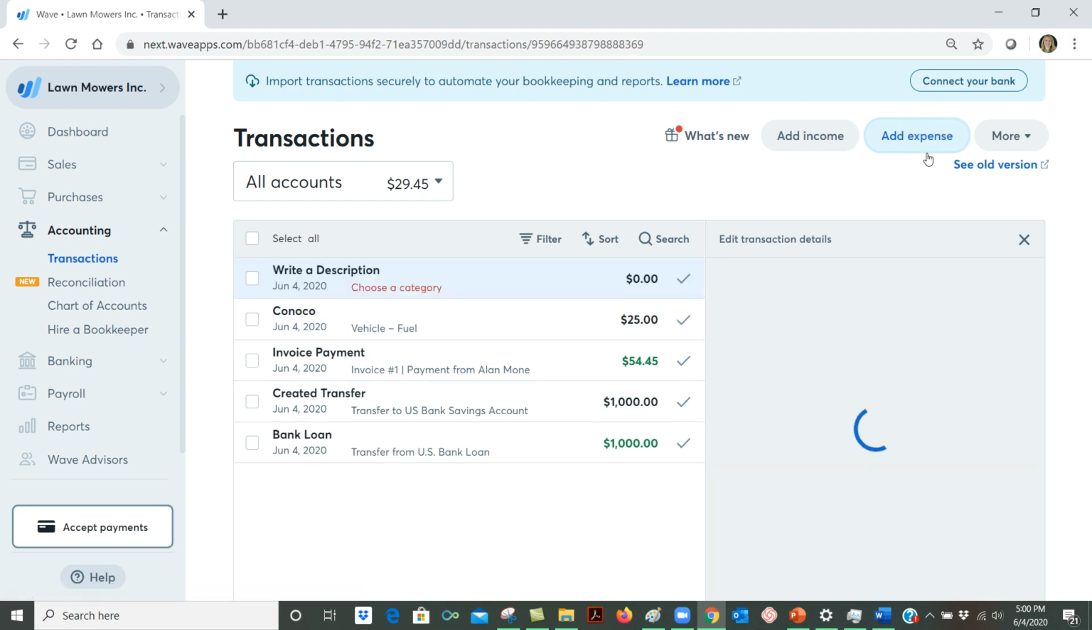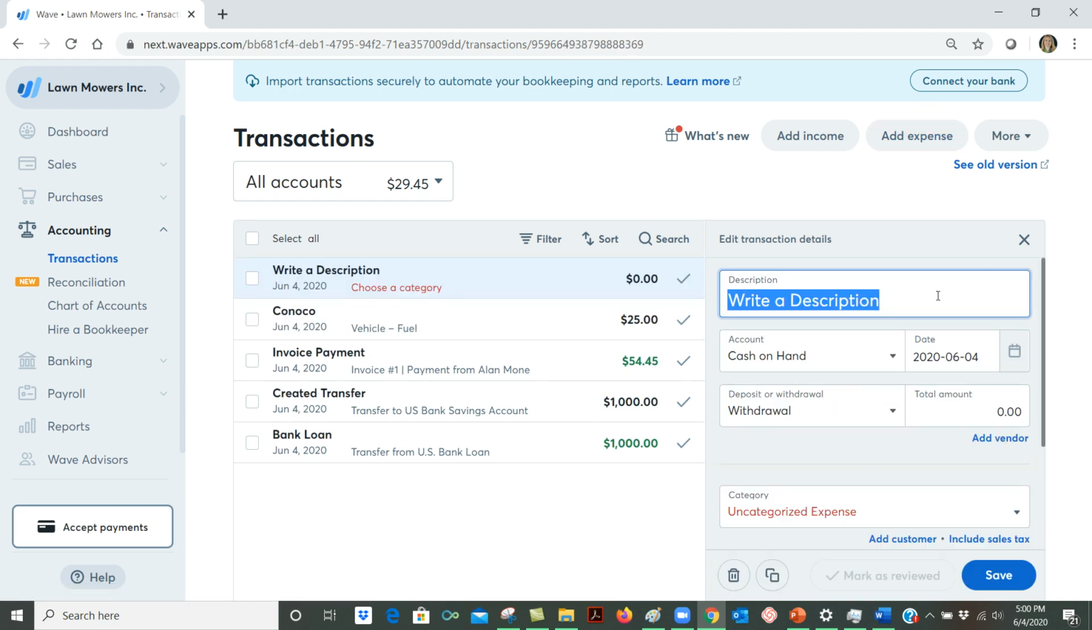So I'm going to click on expense. Let's say he purchased the oil at Fred Meyer. I'll go ahead and leave the date on June 4th, put $5 for the amount. It's also a withdrawal. Money was being spent.